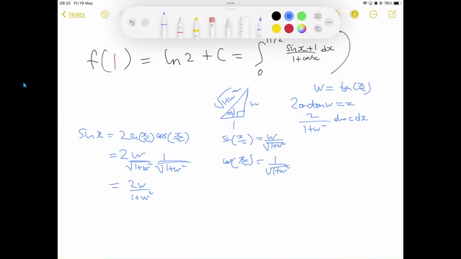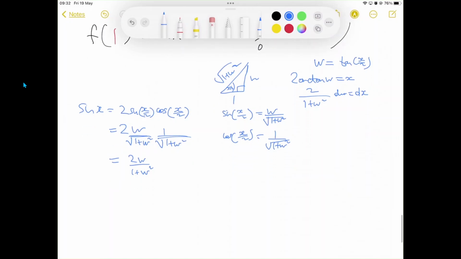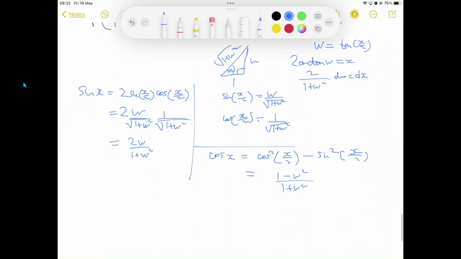Now, what do we do? We need cosine of x as well, because our integral isn't just for sine of x, it's for cosine of x as well. Cosine of x is equal to cosine squared of half of the angle, or the argument, minus sine squared of half of the argument. And that is equal to, well, we already worked out the other method. It's just equal to 1 minus w squared over 1 plus w squared, except we had t that time. Now we have w instead of t, unfortunately.